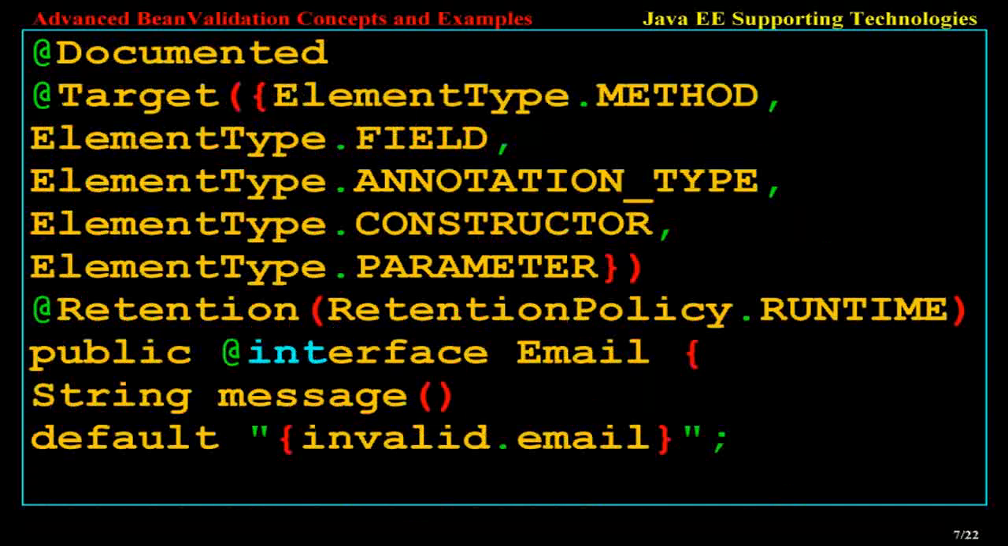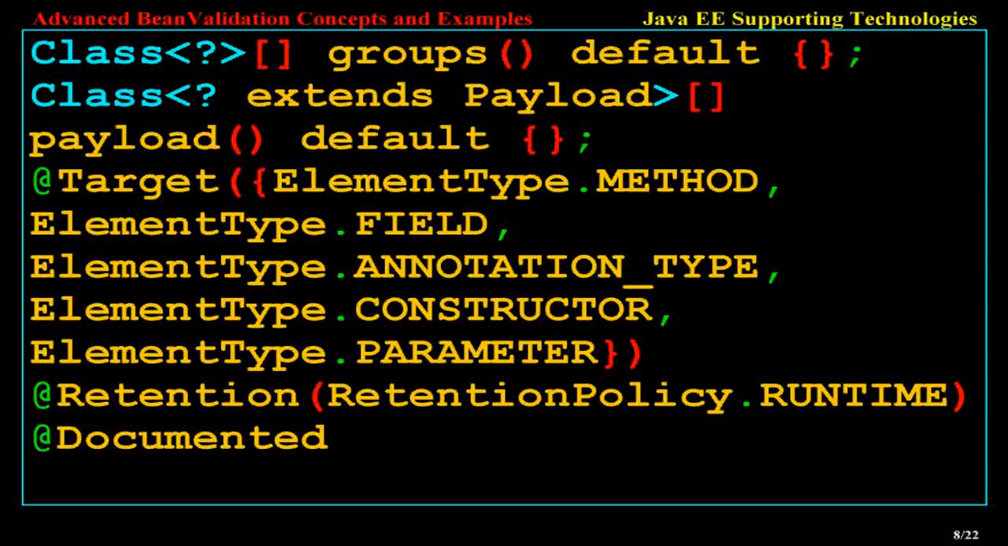@Documented. @Target ElementType.METHOD, ElementType.FIELD, ElementType.ANNOTATION_TYPE, ElementType.CONSTRUCTOR, ElementType.PARAMETER. @Retention RetentionPolicy.RUNTIME. public @interface Email, String message default invalid email, Class groups default, Class extends Payload payload default. @Target ElementType.METHOD, ElementType.FIELD, ElementType.ANNOTATION_TYPE, ElementType.CONSTRUCTOR, ElementType.PARAMETER. @Retention RetentionPolicy.RUNTIME. @Documented.